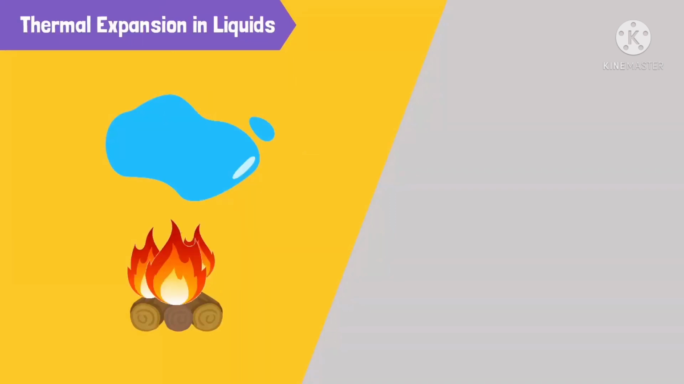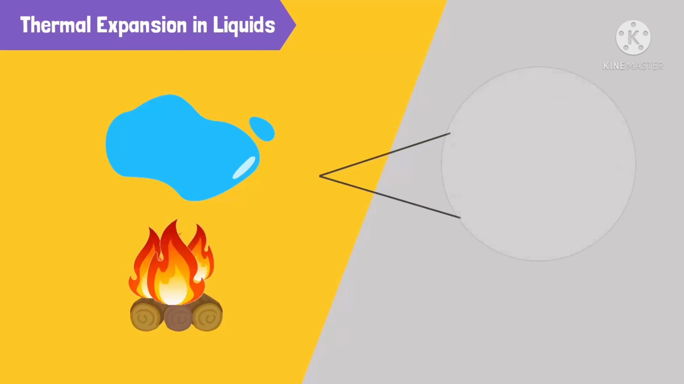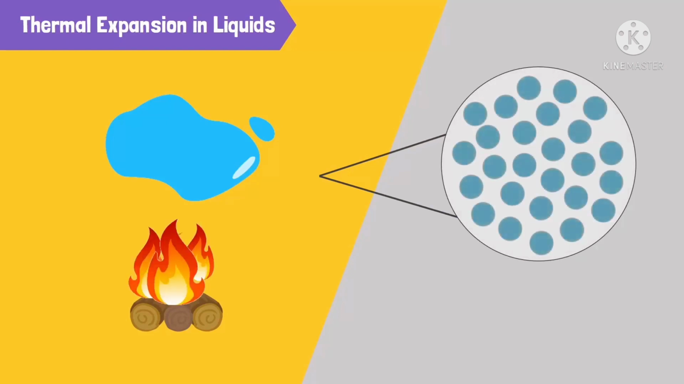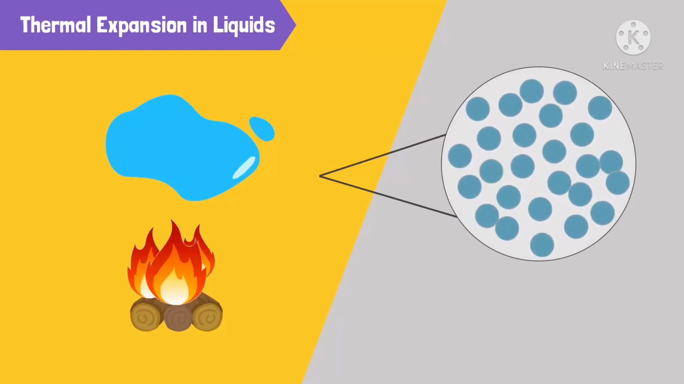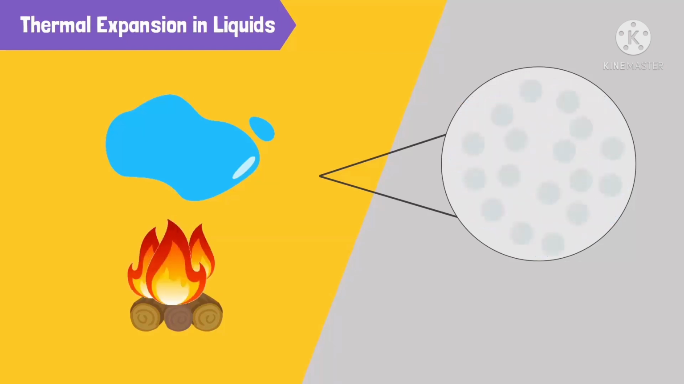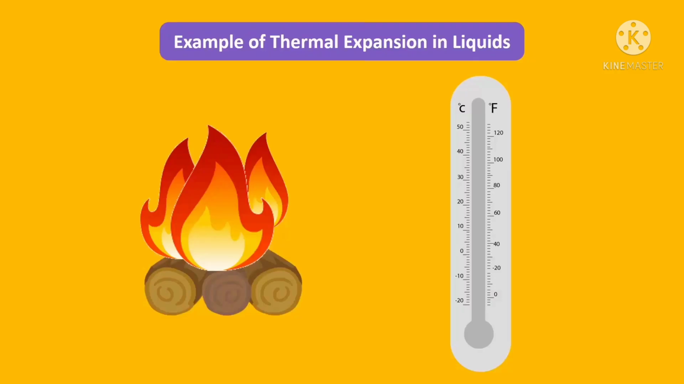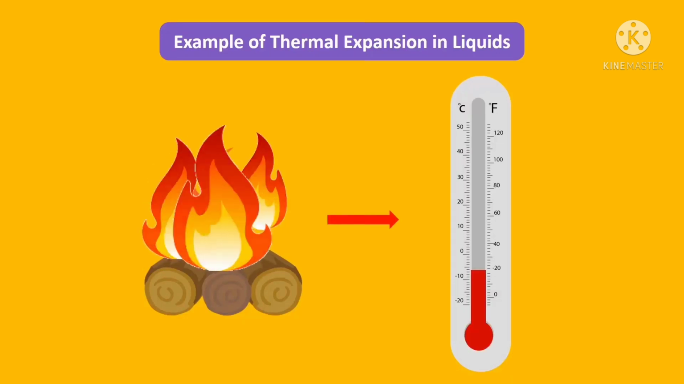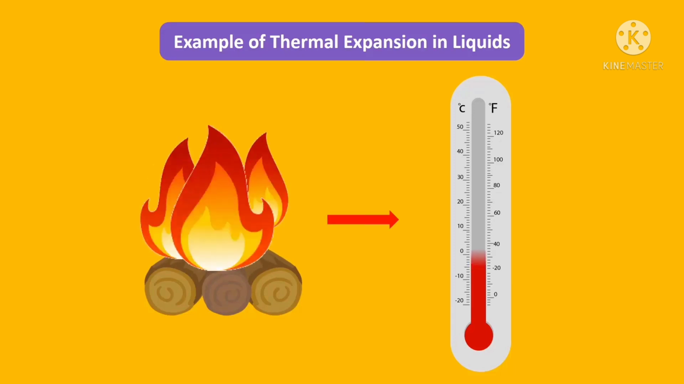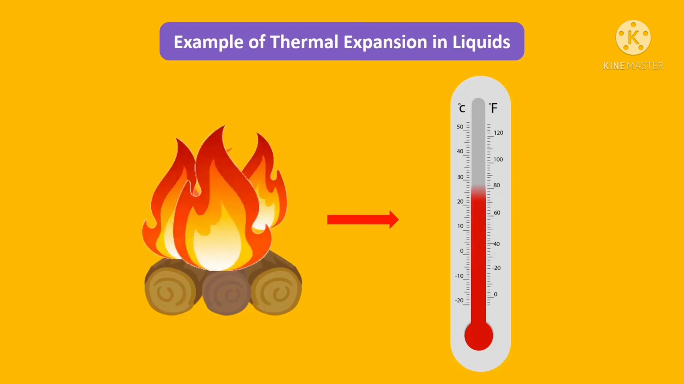Next, let's study thermal expansion in liquids. Like solids, liquids also expand when heated. However, since liquid particles are usually less tightly bound to other particles, they generally move further than solid particles when heated. Hence, liquid expands more than solid when exposed to the same temperature. In a thermometer, mercury is an example of expansion in liquids. When we increase the temperature, the mercury starts to expand, and we can clearly see an increase in the level of mercury.